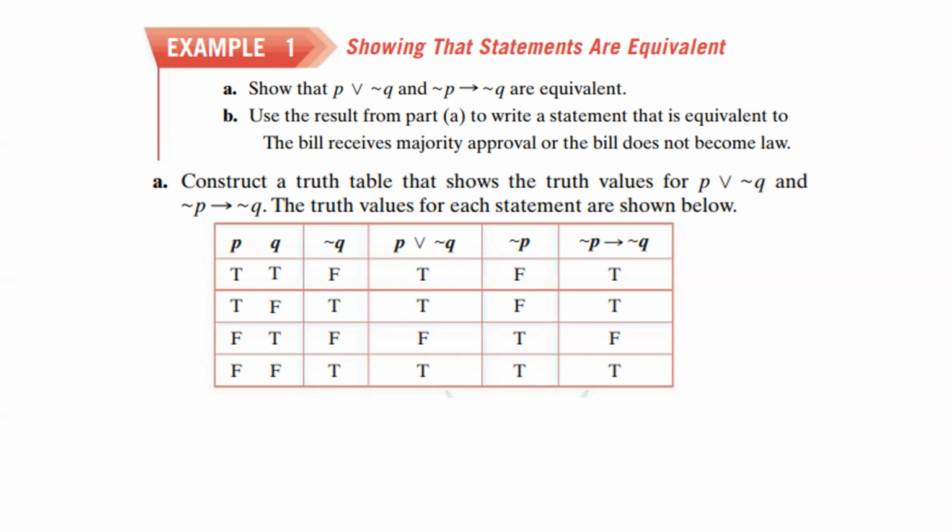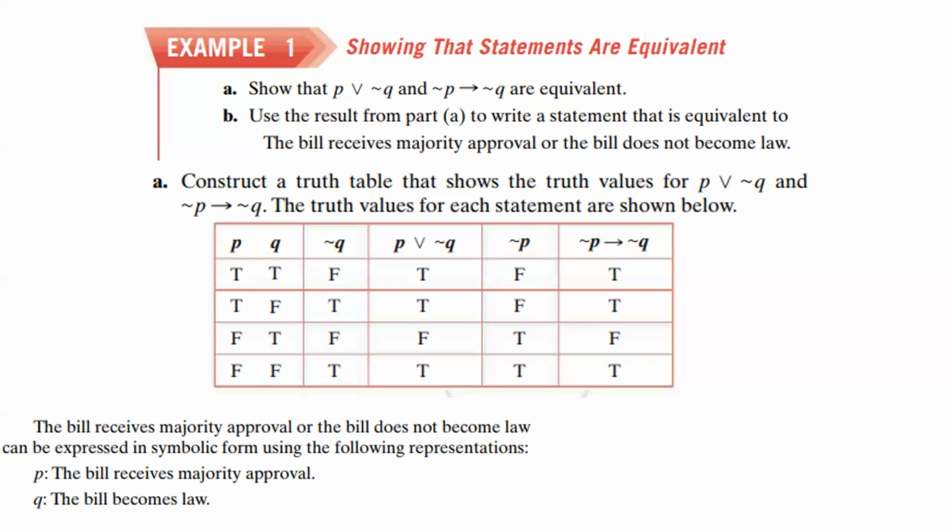And so I go through this whole process, and the columns that interest me to determine if these two statements are equivalent are the P or tilde Q column, the third one from the end, and then the last one. And notice how they are the same. The third from the last one is true, true, false, true. The last column is true, true, false, true. And so I can conclude that P or tilde Q and tilde P implies tilde Q are equivalent statements. One will be true every time the other is true, and one will be false every time the other is false.